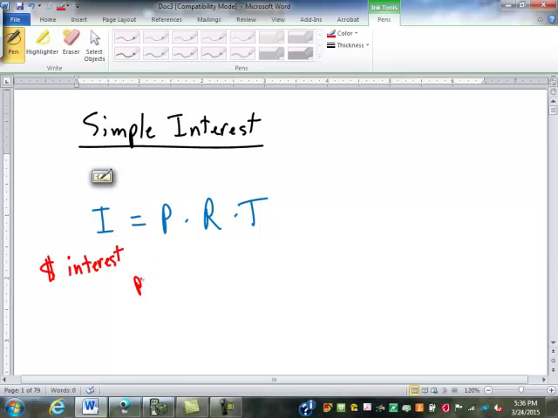P stands for the principal. Principal is the starting amount, or the amount of money that is being acted upon in the loan or investment or whatever it is we're talking about. R stands for rate. A rate is nothing more than a percent in its decimal form. And T stands for time, and time is always in years.